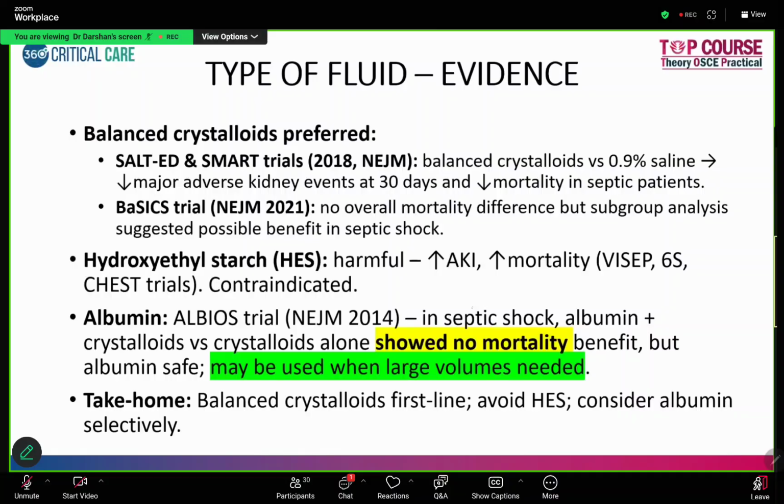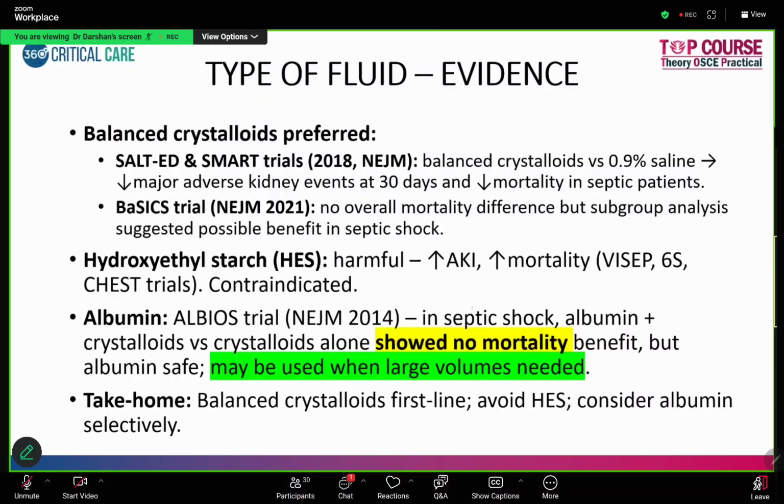Coming to the evidence for type of fluid, what is the evidence? Your SALT-ED, your SMART trials, your BASICS trials, they did not come to an understanding that balanced crystalloids over 0.9% saline is superior or not. The only thing they came to a consensus on was that the incidence of MAKE 30 and MAKE 90, major adverse kidney events, was lesser in balanced crystalloids as compared to normal saline. That is the first evidence that you have to write about type of fluid.